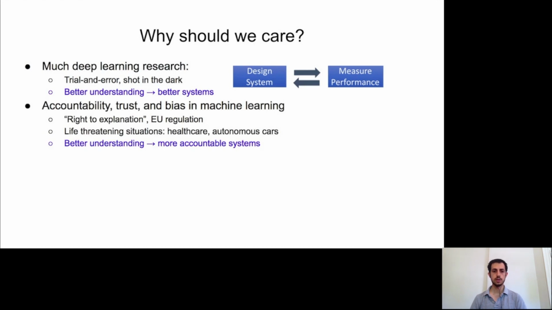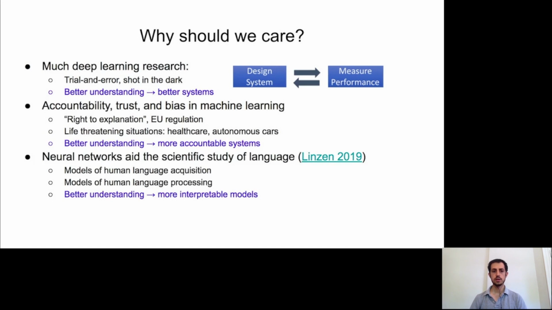It's especially prominent in life-threatening situations, such as in healthcare and autonomous vehicles, but more broadly, our NLP systems are now used everywhere we interact with machines. And so we would like them to fulfill these societal goals.